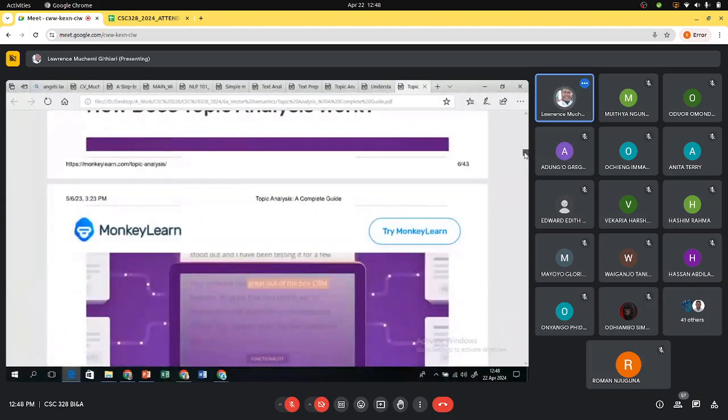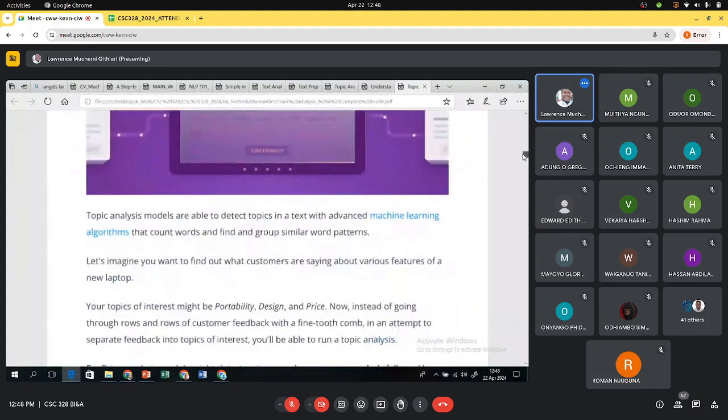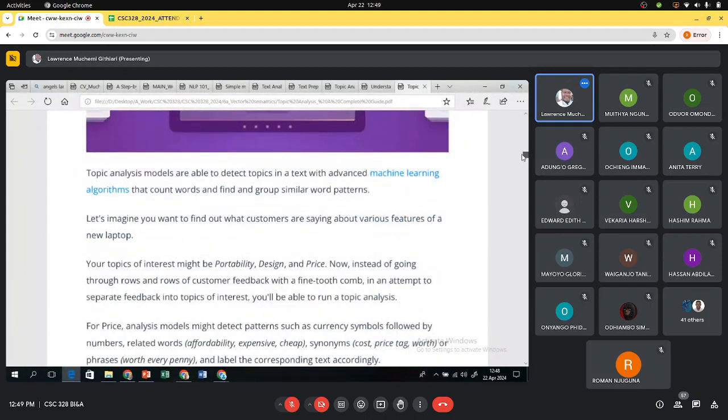Now, how does it work? Topic analysis models are able to detect topics in a text with advanced machine learning. So they're just repeating that.